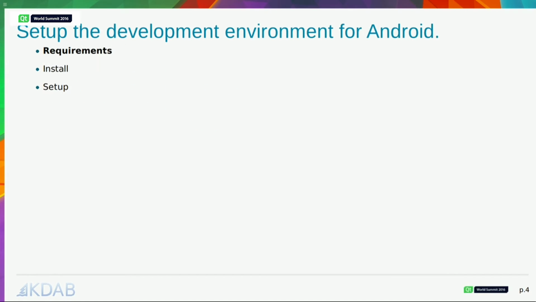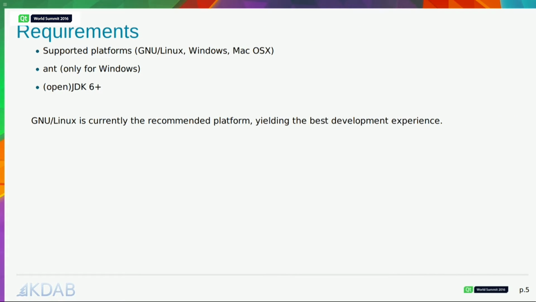So, first things first, requirements. You need one of these operating systems: Linux, Windows, or Mac. You also need ANT, only for Windows, and JDK 6 or better. But if you want a painless experience, I do recommend you use Linux. The Qt company guys and I, who are working on the Qt Creator plugin and also on the Qt port, all are using Linux. That's why it's the most stable platform for development. But it also works on Windows and Mac.